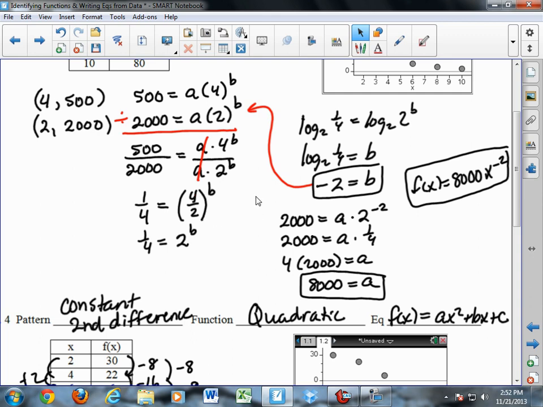Many of you will recognize at this point that b is -2, which is fine. However, sometimes you'll end up with messier numbers that you won't be able to recognize. So in this case, you would have to use logs to solve. So I went through the process of using logs to solve for b. So once you know what b is, you can plug it back in to one of the equations. So I plugged it into the second equation and solved for a down here. Now I know a, I know b, and I can write my equation. That's the power function.